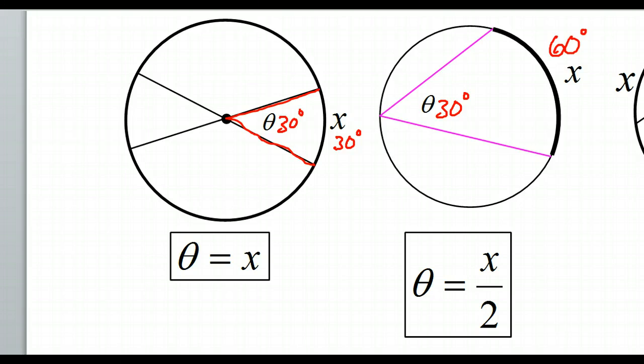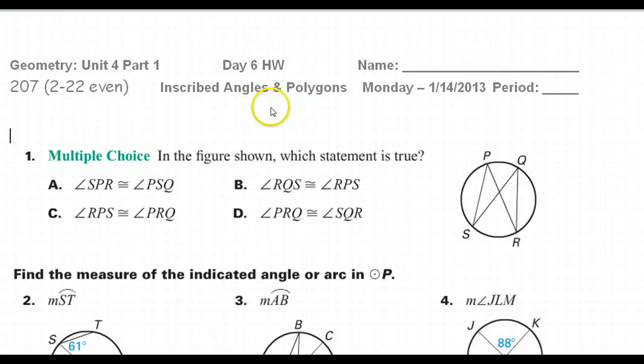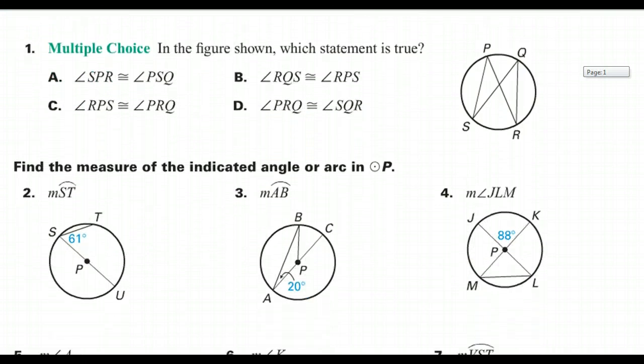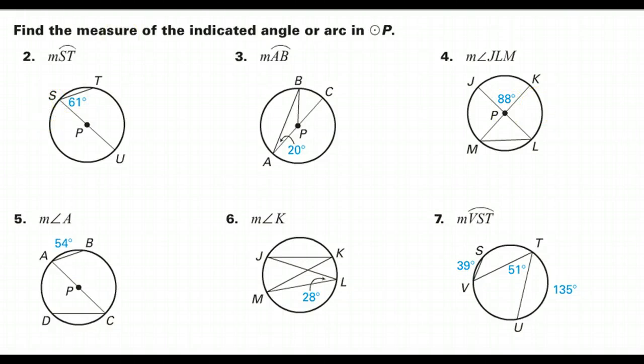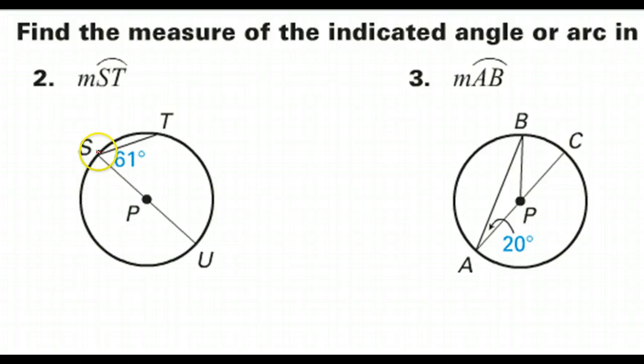So in the day 5 lesson, we did all the odds, and today we're going to do all the evens. So with that in mind, let's look at problem number 2. Okay, we are supposed to find the measure of arc ST, which means we are looking for this. This is arc ST right here. Alright, fine, that's what we are being asked to find, the red.